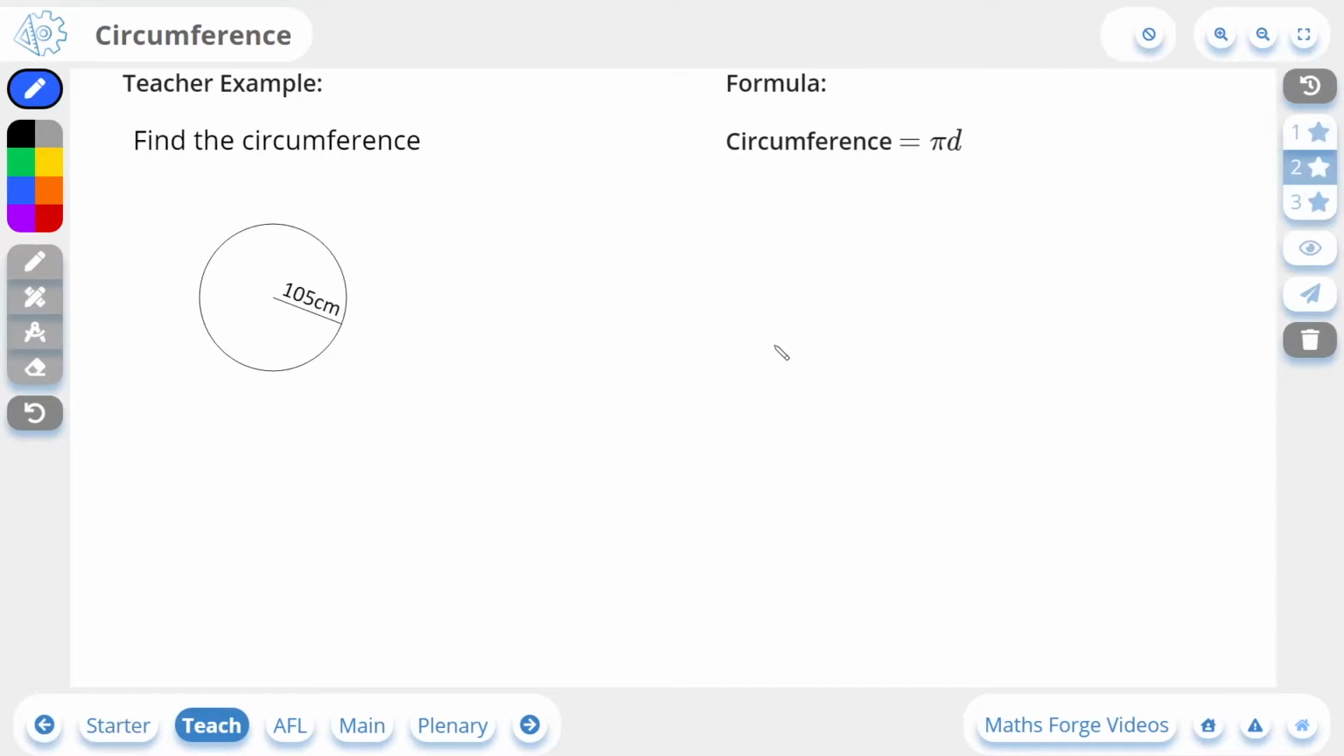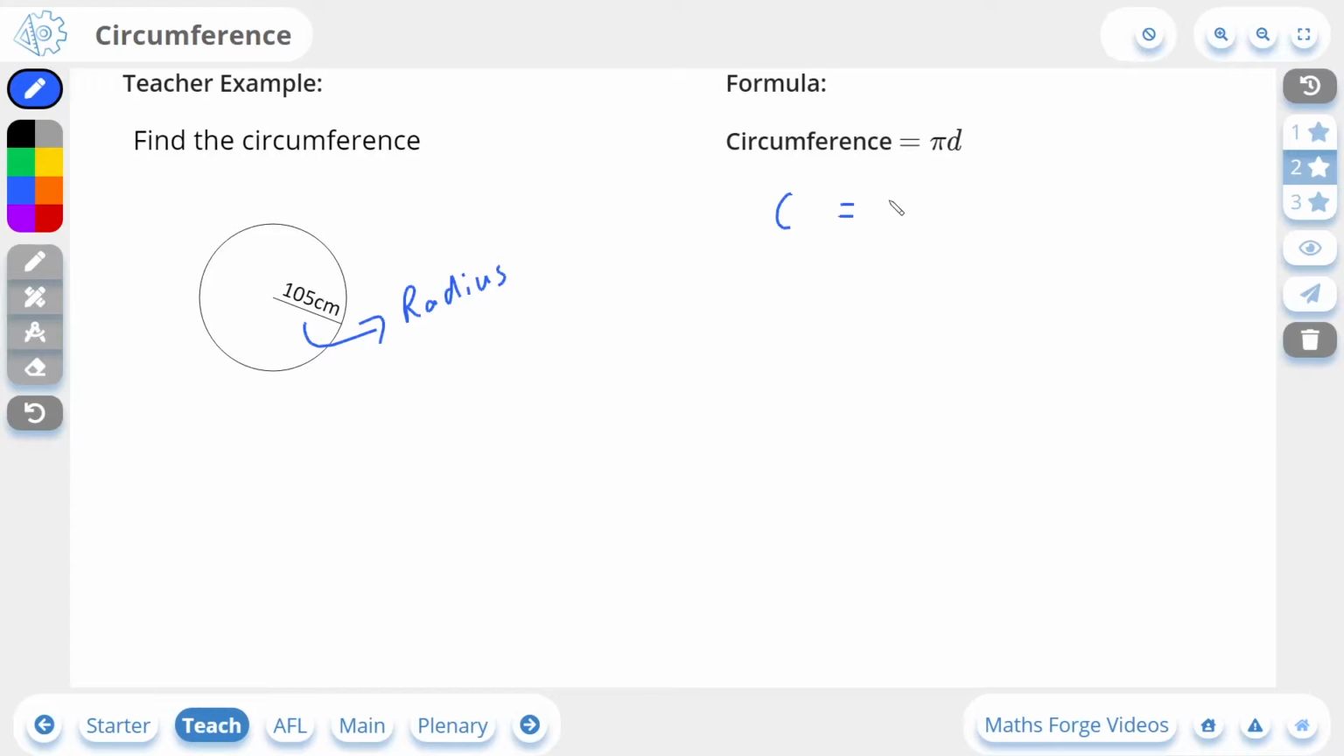Now let's do a 2-star example. Here we're being asked to find the circumference of the circle. However, they haven't given us the diameter. Instead, they've given us half of the diameter. And half of the diameter is known as the radius of a circle. So how we can actually use this with this formula to find the circumference of a circle is as follows.